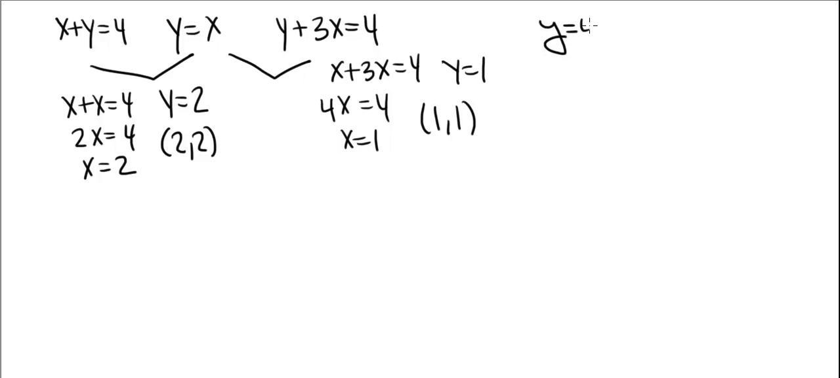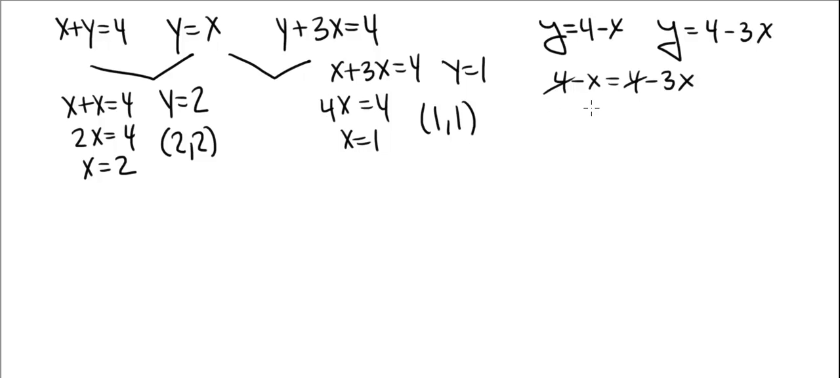The first line gives us y equals 4 minus x. The third line gives us y equals 4 minus 3x. Setting these equal, 4 minus x equals 4 minus 3x. We cancel the 4's, multiply by minus 1, so we get x equals 3x. That can only mean that x is 0, and plugging x equals 0 into the first line or into the third line, we find y equals 4. So the point of intersection is (0, 4).